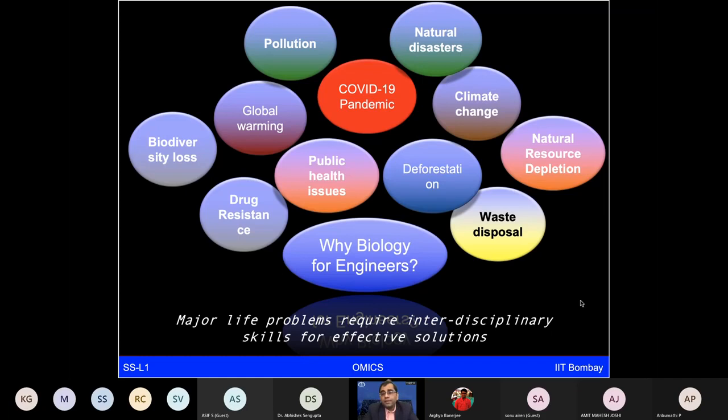So this is where I think the interdisciplinary nature of working together of biologists and engineers is really crucial. And I'm sure the same example is very much valid for all of these various spheres which I have shown here.